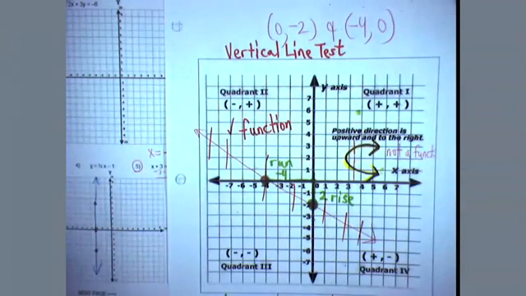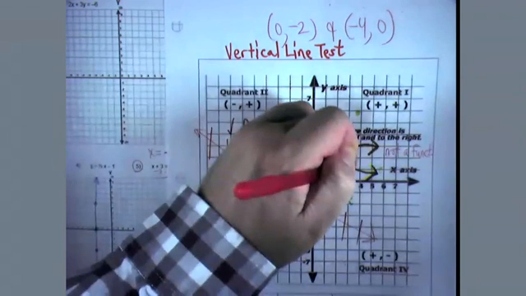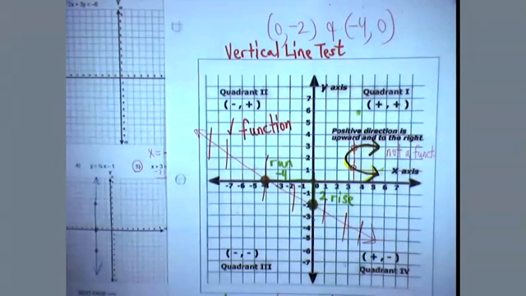So if you're given the graph of any type of relation, if you draw a vertical line and it crosses at more than one point, like it did here with this graph, crosses more than one time or intersects more than one time, it's not a function. Is everybody okay with the vertical line test?